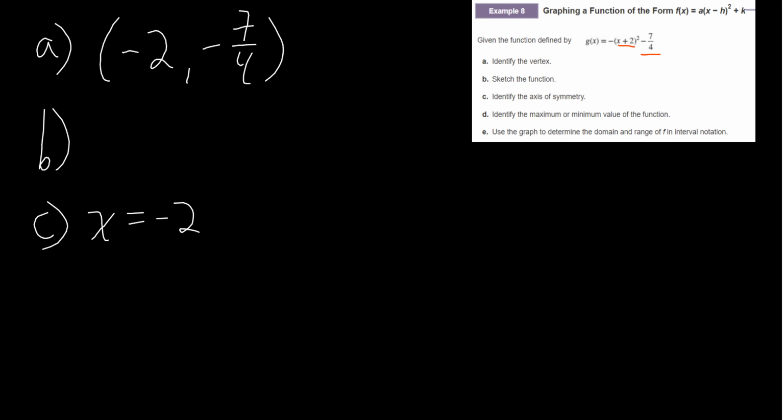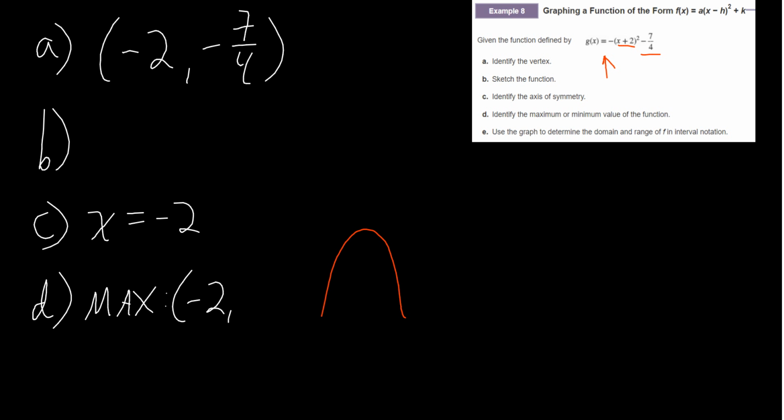D, identify the maximum or minimum values. Looking at this particular equation, we have a negative out front. Since it's negative, we're going to have a parabola opening downward. What that tells us is that we're going to have a maximum value at the vertex, which is going to be at negative 2 and negative 7/4.